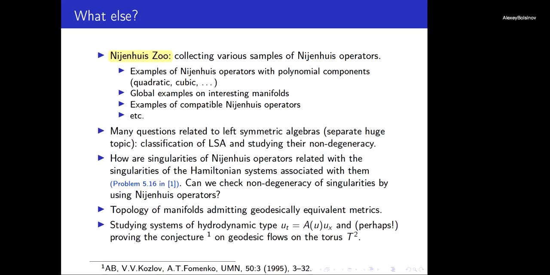Anyway, what do we want? Examples of Nijenhuis operators with polynomial components, of course different from diagonal ones. Polynomial components, let's say quadratic or cubic, this sort of thing. And also global examples of Nijenhuis operators on closed manifolds, some interesting manifolds.